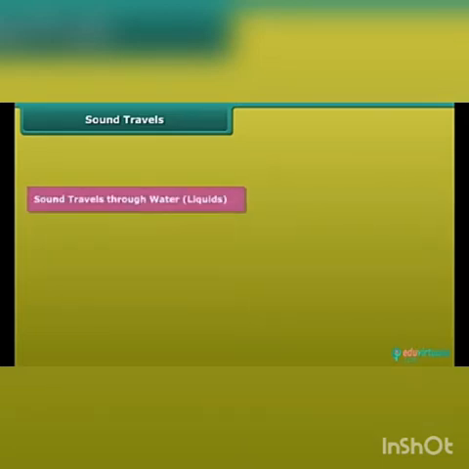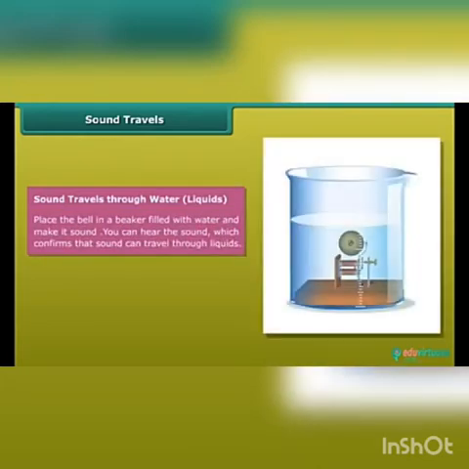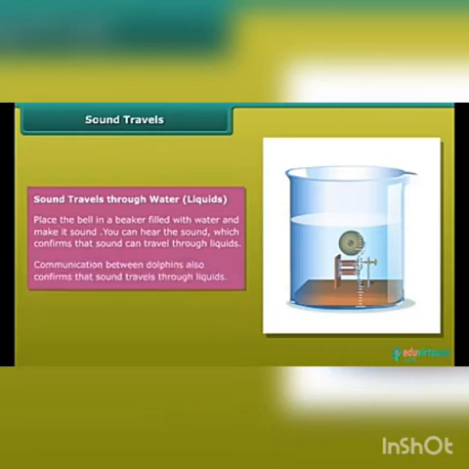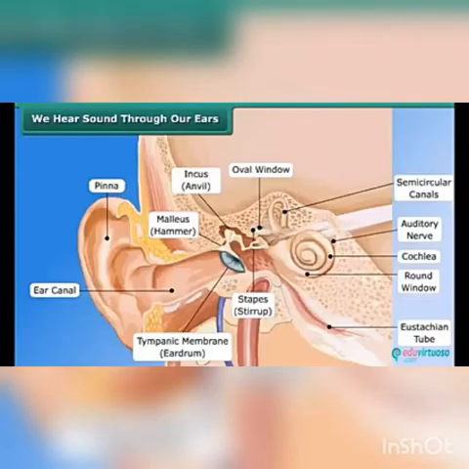Sound travels through water, liquids. Place the bell in a beaker filled with water and make it sound. You can hear the sound, which confirms that sound can travel through liquids. Communication between dolphins also confirms that sound travels through liquids as well. We hear sound through our ears.